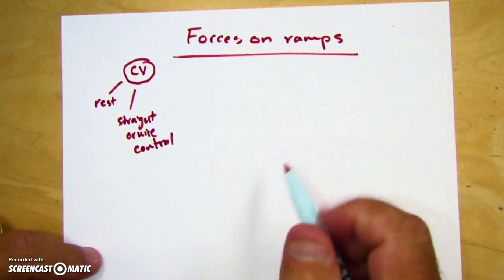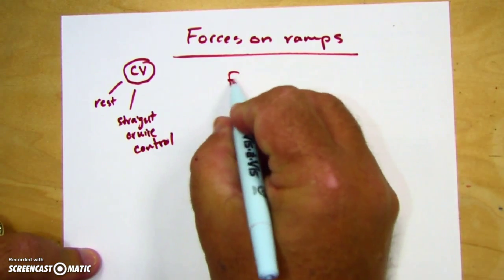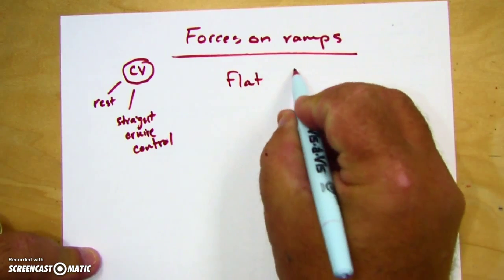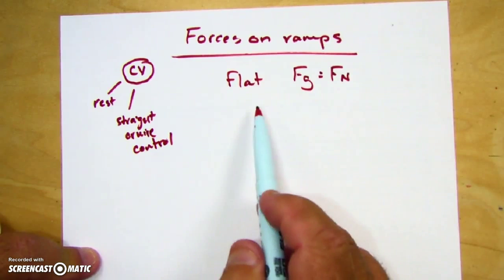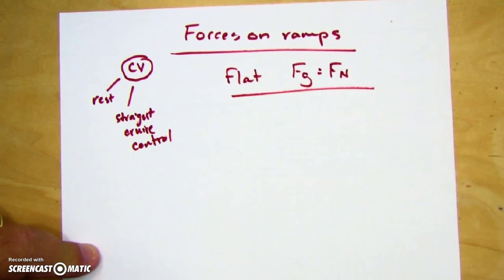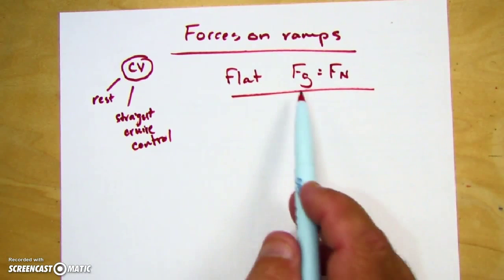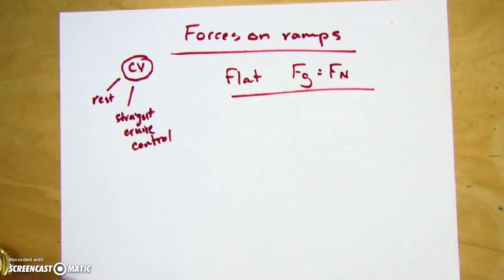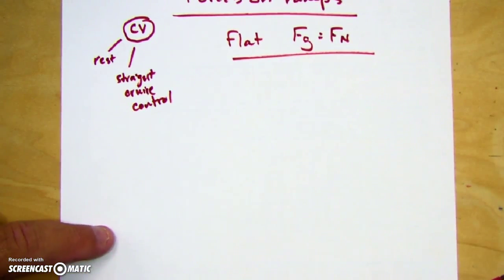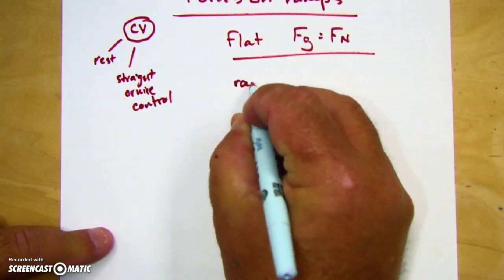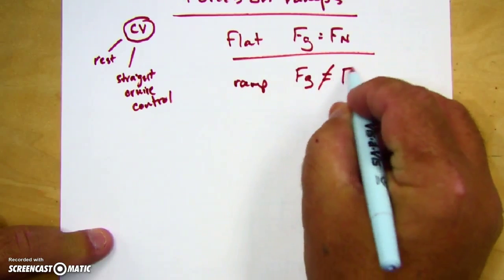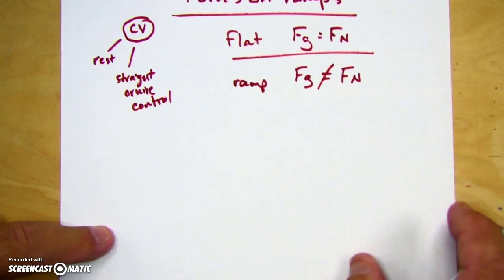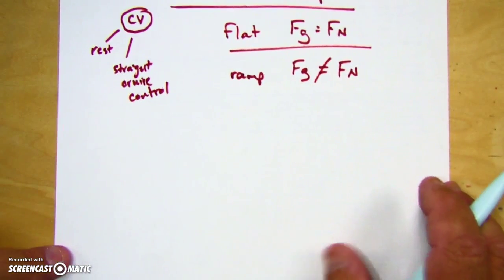Well, if an object's sitting on the ramp, here's the key thing. If you're on a flat surface, Fg is equal to Fn virtually all the time. There are cases where it's not, but that's a special case. But usually it's that. Well, that's not the case as soon as you involve a ramp. As soon as you involve a ramp, Fg is never equal to Fn, and we have to do a little trig to figure out what it is.